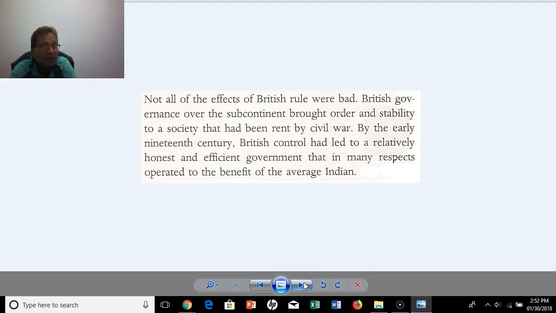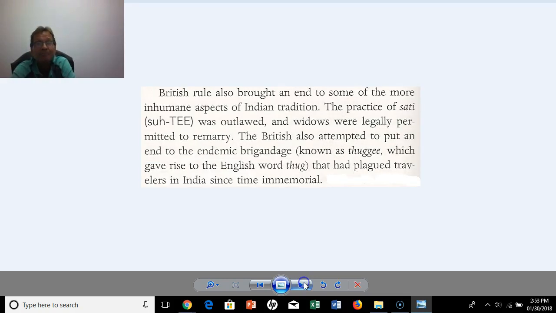Not all the effects of British rule were bad. British governance over the subcontinent brought order and stability to a society that had been rent by civil war. With the decline of the Mughal Empire, those were chaotic years in the late 1700s. By the early 19th century, British control had led to a relatively honest and efficient government that in many respects operated to the benefit of the average Indian.